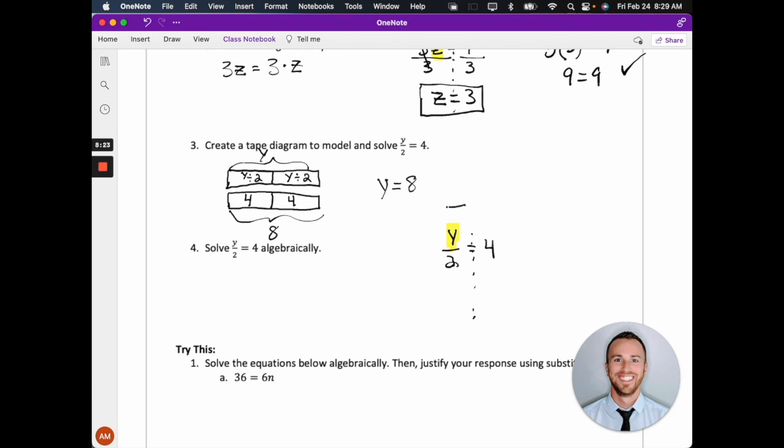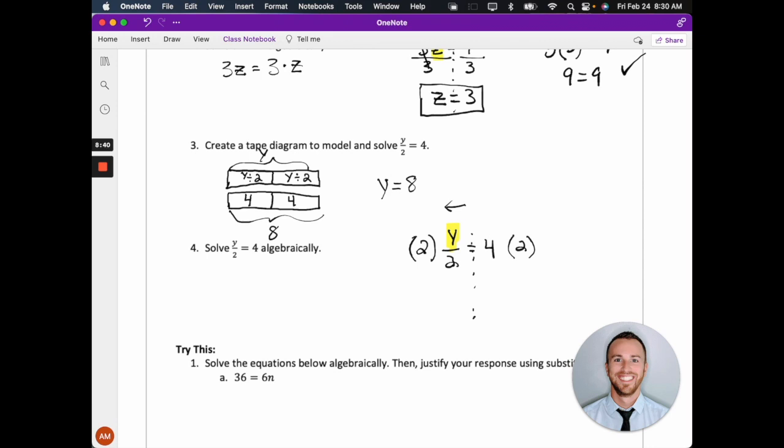And I go, okay, starting over here, what operation is here? Well, I have y divided by 2. What's the inverse of dividing by 2? Well, multiplying by 2. What I do to one side, I have to do to the other, right?